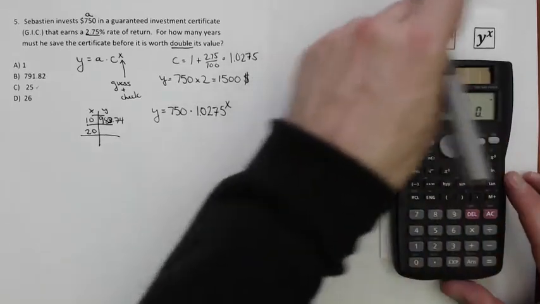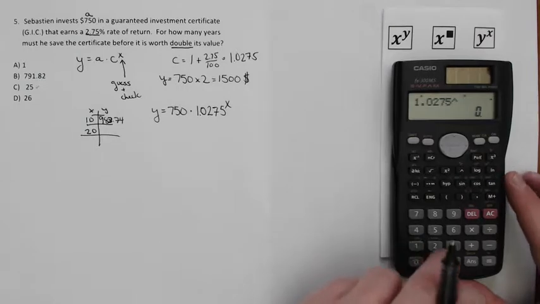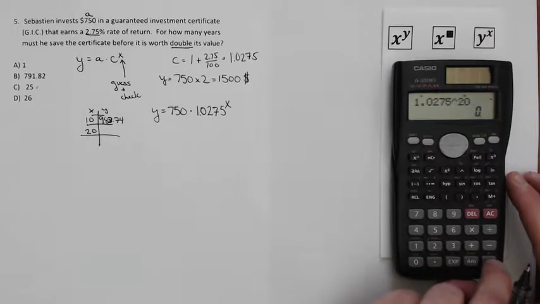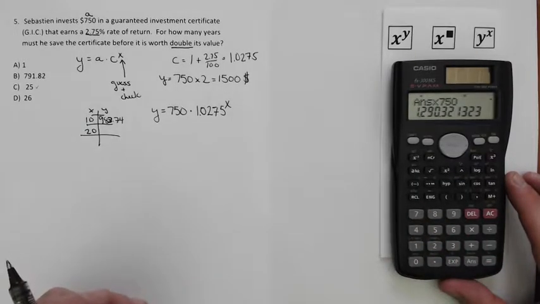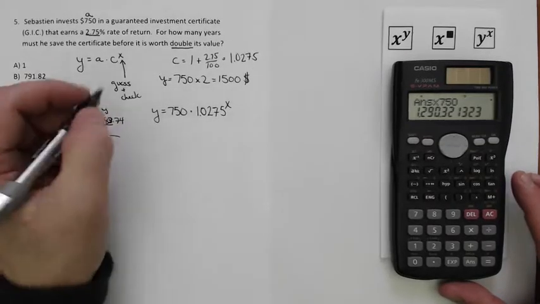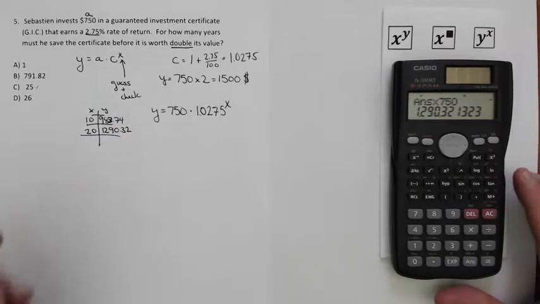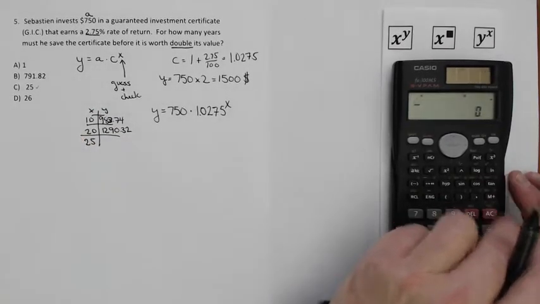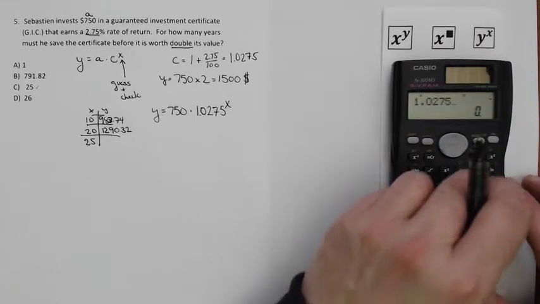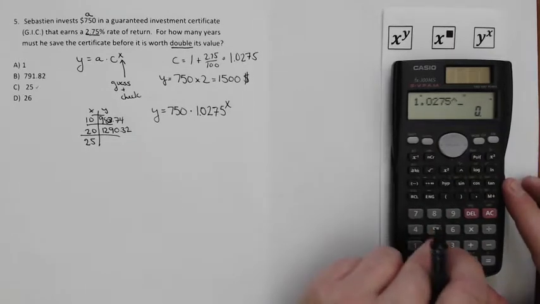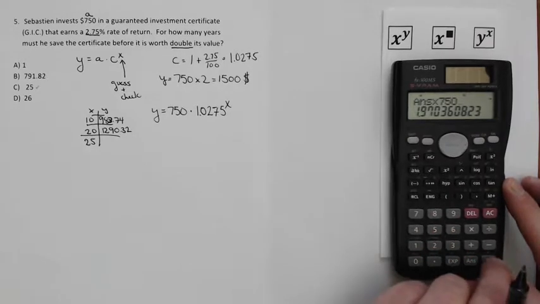1.0275, one of these buttons, or your chapeau, your little hat, 20 is equal to that, times, and I get $1,290.32. So I'm getting closer. Let's try 25. 1.0275 to the power of 25 is equal to that, times the initial value.